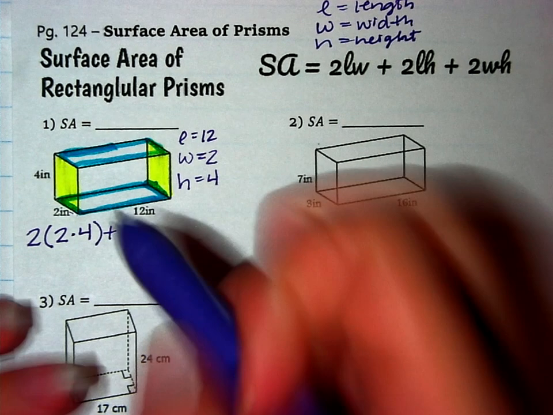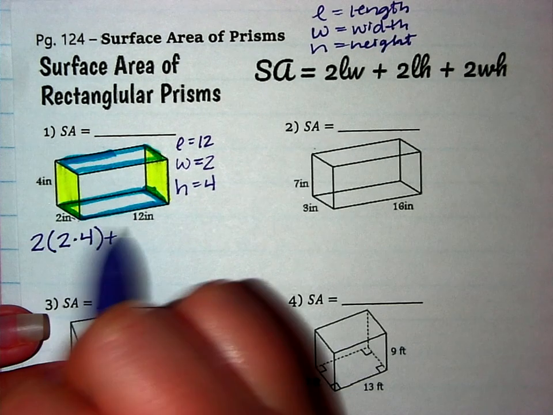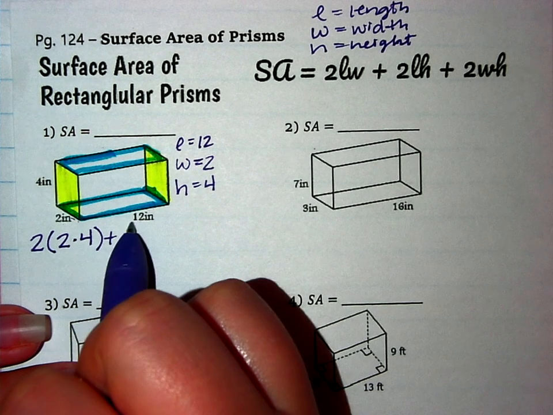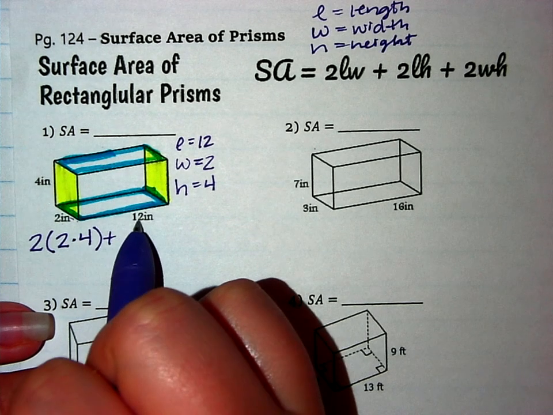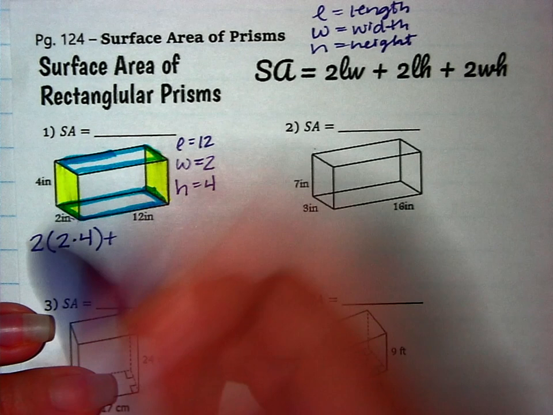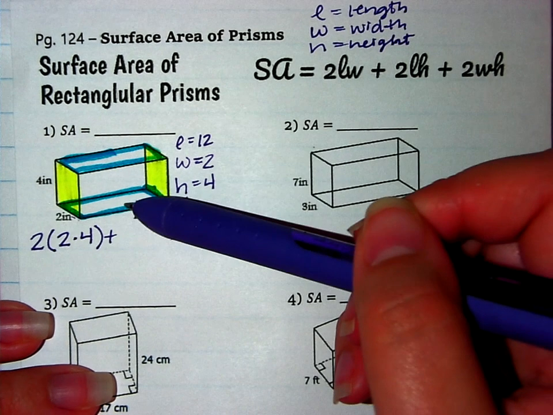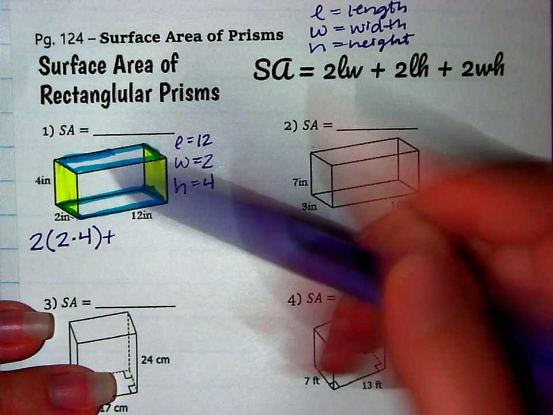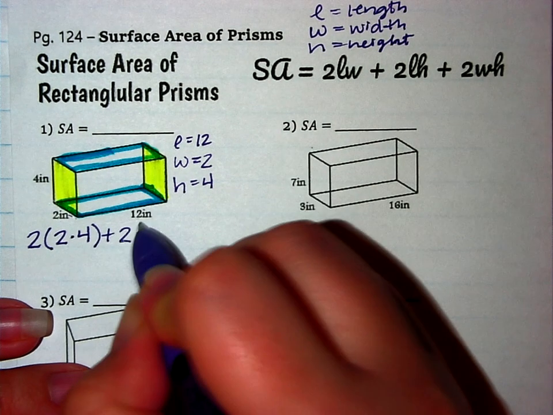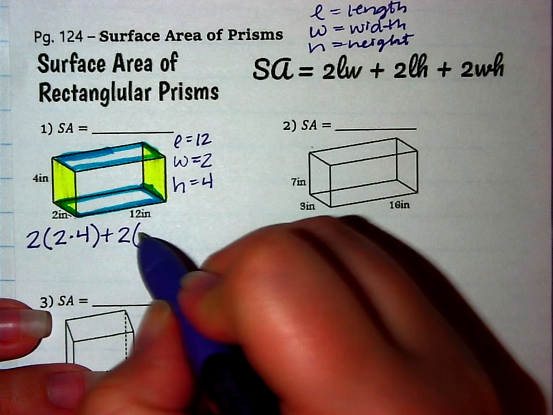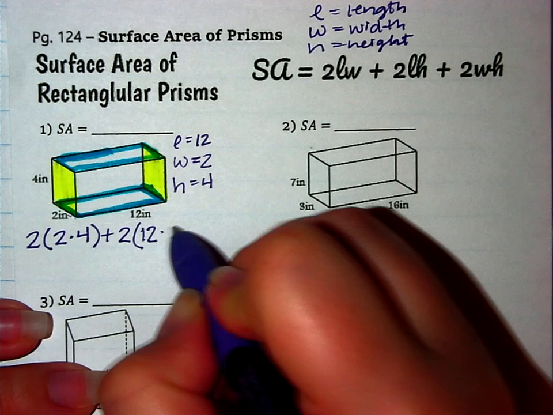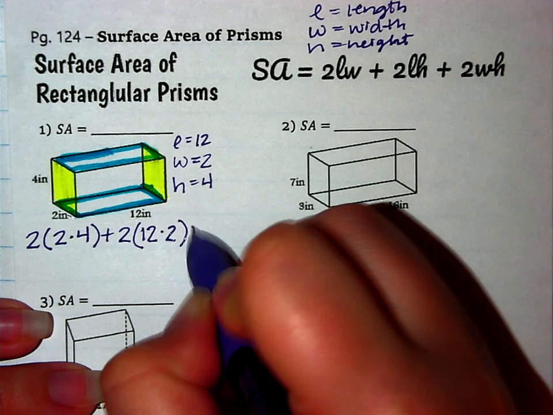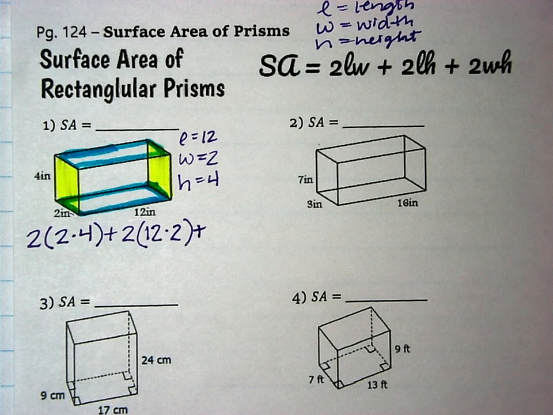So the numbers attached to these blue rectangles are 2 and 12. To find the area would be 12 times 2, or 2 times 12. And we have 2 of them, one on the top and one on the bottom. So 2 rectangles whose area is 12 times 2. Are we following?